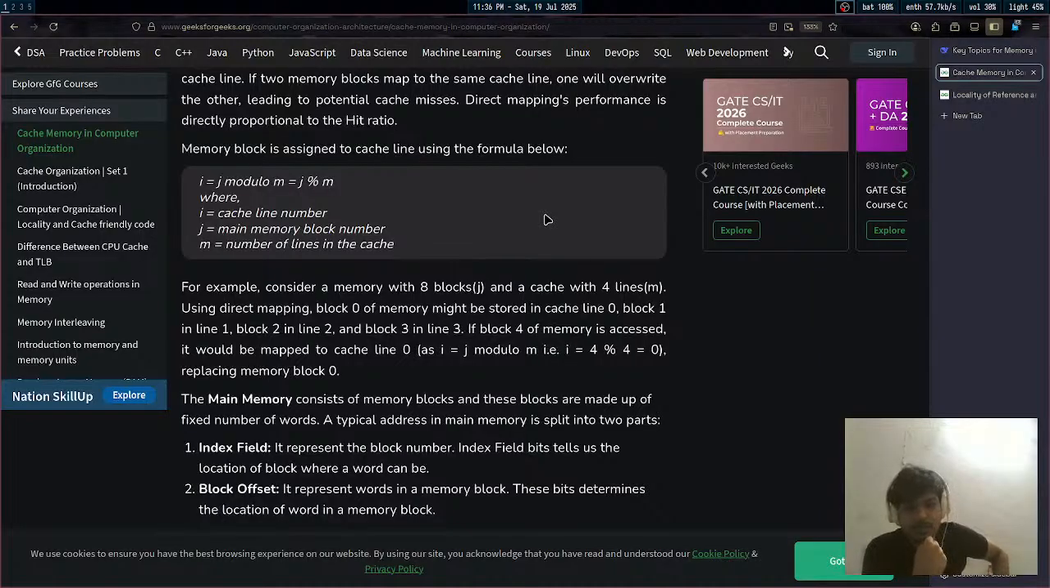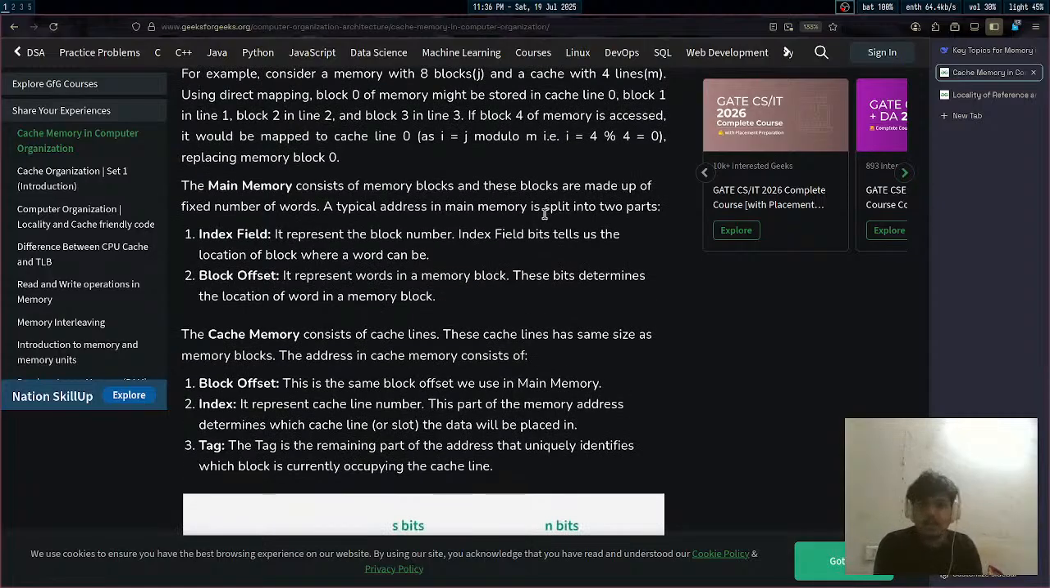For example, consider a memory with 8 blocks and a cache with 8 lines. Using direct mapping, block 0 of memory can be stored in line 0, 1 in 1, 2 in 2, 3 in 3. If block 4 of memory is accessed, it would be mapped to 0. Again, we are doing the modulo thing, so I understand that.